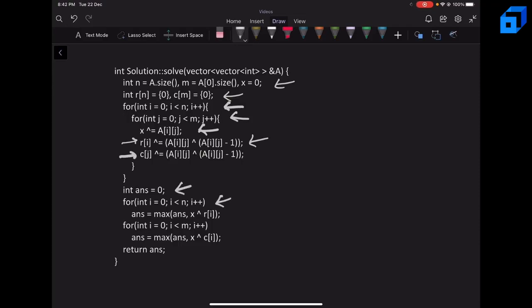Now we initialize answer as 0. So we iterate over all the rows and we find the maximum of x XOR r[i]. And similarly we'll iterate over all the columns and we find the maximum of x XOR c[i] and we return that answer. So in this way we can do it.